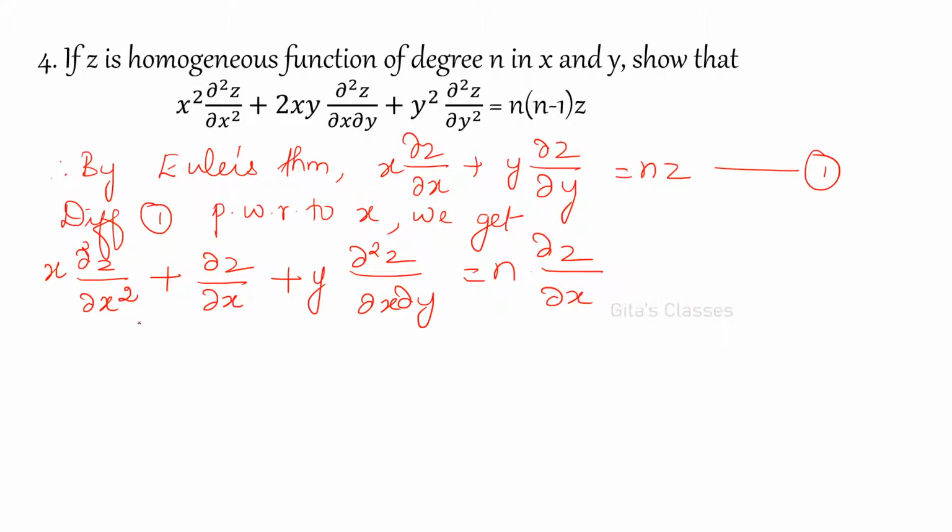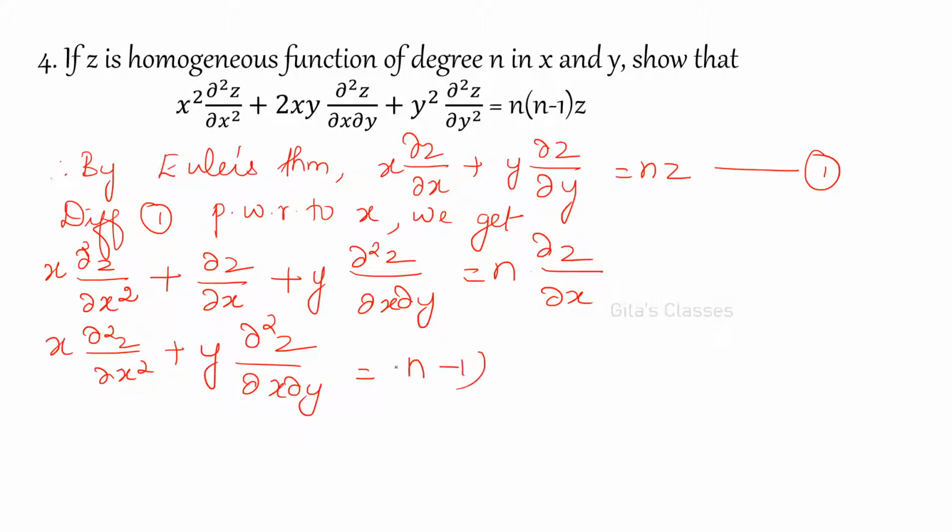I am going to bring it to the right hand side. So x into ∂²z/∂x² plus y into ∂²z/∂x∂y is equal to, I am bringing this to the right hand side, so it will become (n minus 1) into ∂z/∂x, which is common, that I am taking outside. Now I want x squared into ∂²z/∂x². So throughout multiply by x. Multiply throughout by x. Okay.